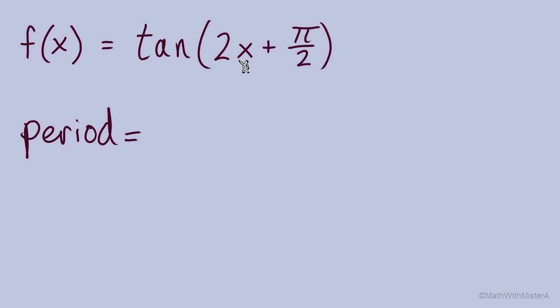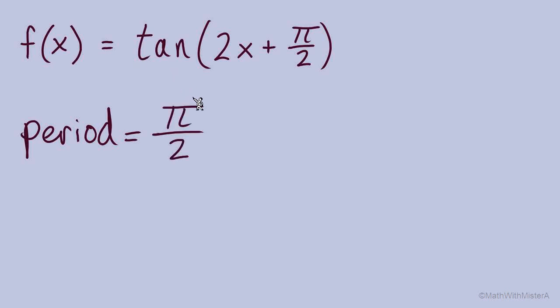We know that we look for this coefficient on x, but we start with our initial period and divide by this number. And I wanted to point this out because what is the period of a tangent function, tangent of x? It's not 2 pi, it's just 1 pi.